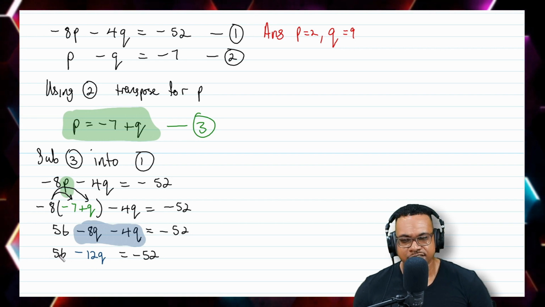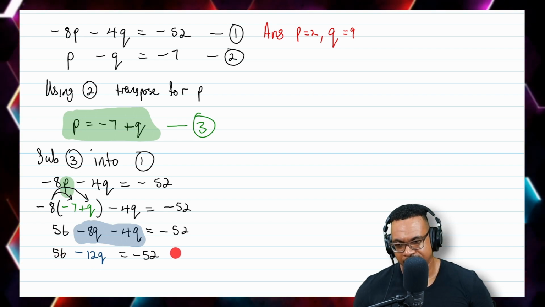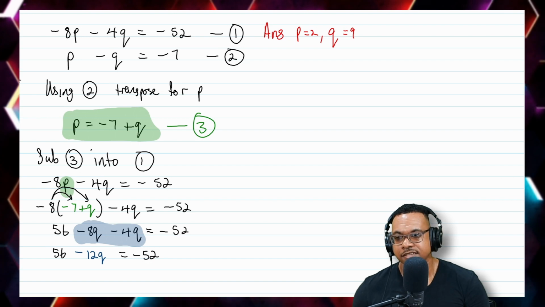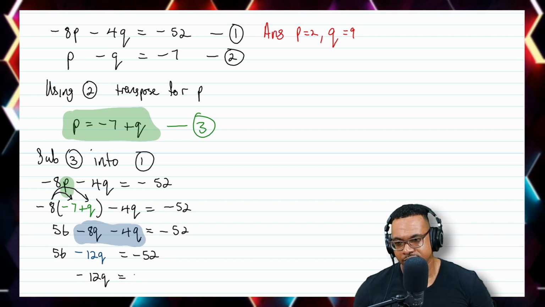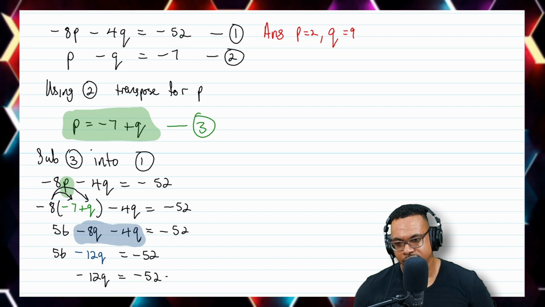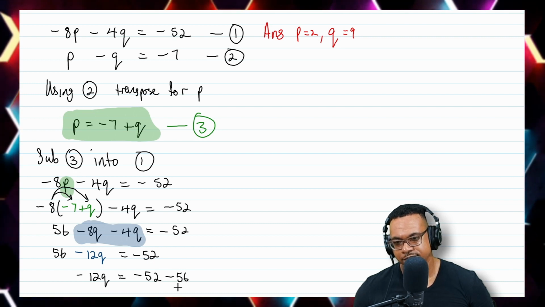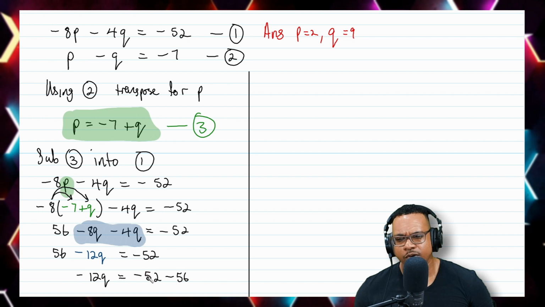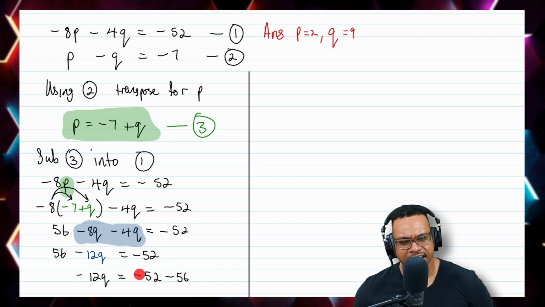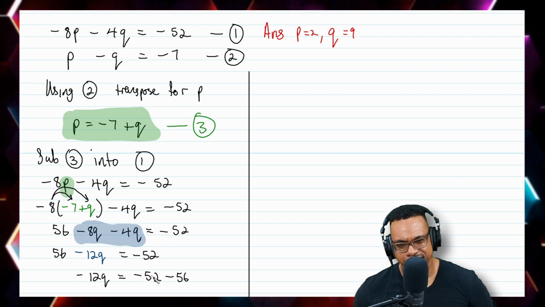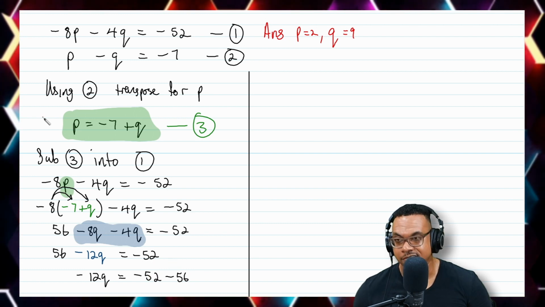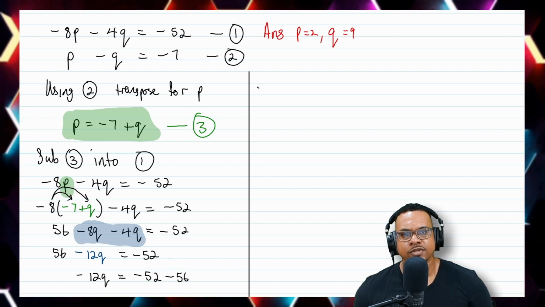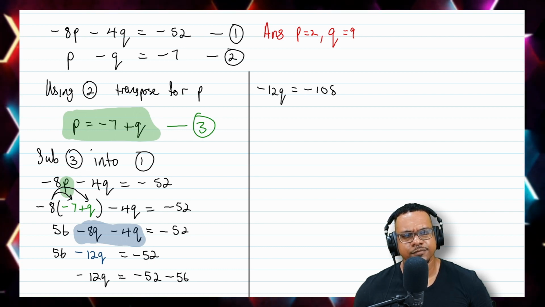So now I'm going to transfer the positive 56 across the equal sign and it will turn to negative 56. So I'll have negative 12q is equal to negative 52, take away 56. Now again, these two signs are the same, so I'm going to add and keep the negative sign. So 50 and 50 is 100, and then 2 and 6 is 8. So that's negative 108. So negative 12 times q is equal to negative 108.